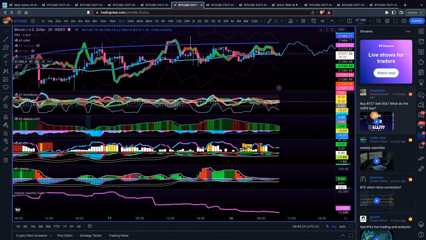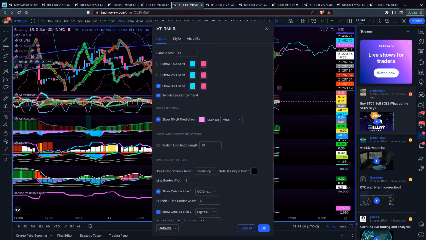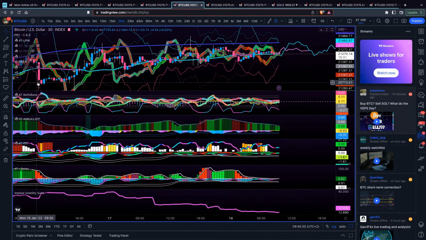That one is the 3012, I believe. Yes. Let's see. Yeah, that's the 1110, right? So the 1110, it practically touched. It ran through the 3012. These are RMLR bands. These are standard deviation bands of the RMLR. And I'm only showing you the third one. You can show the first and second as well.